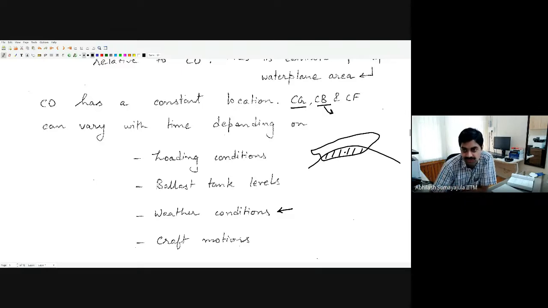So due to these different factors, it is advisable to choose the coordinate origin at a location such that it is fixed and does not change with time. All right.